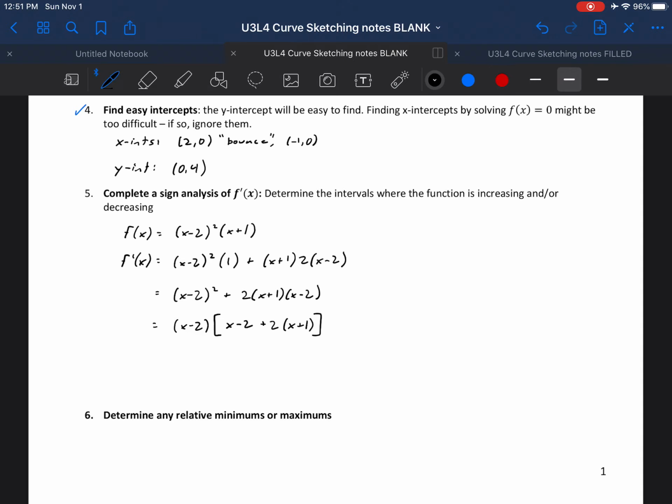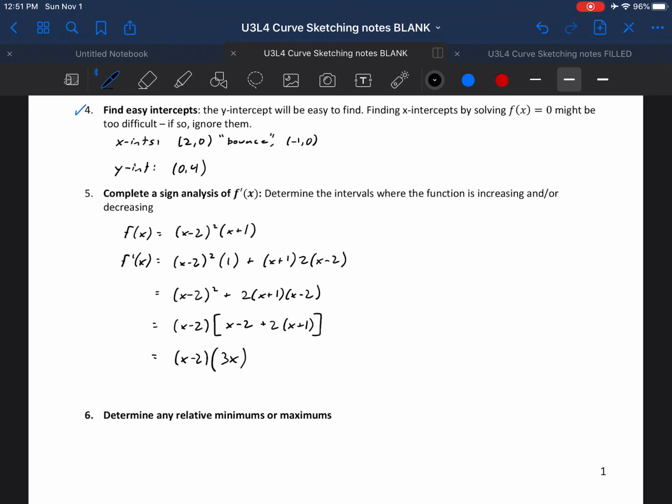Alright, almost there. So now this becomes, again, x minus 2, and now I'm going to combine everything. So x plus 2x is 3x, and minus 2 plus 2 times 1, that's negative 2 plus 2, that's just 0. So this, I believe, is our first derivative.